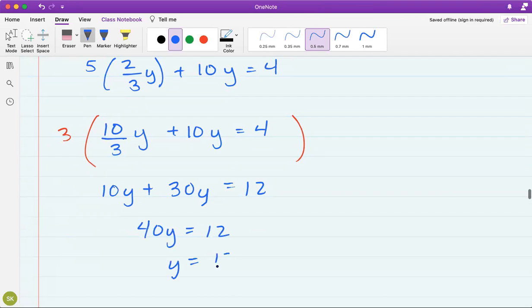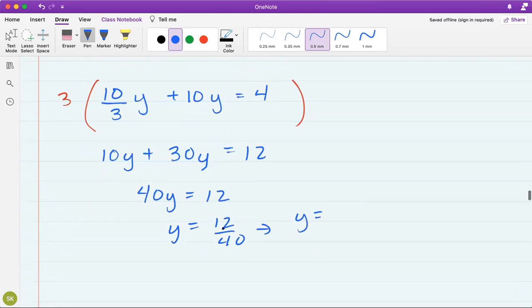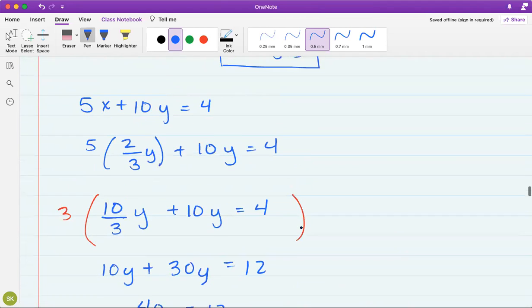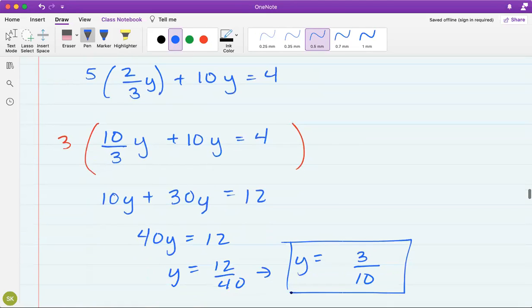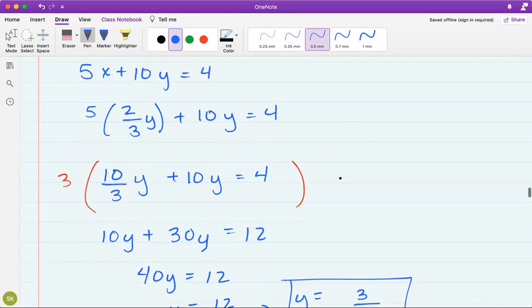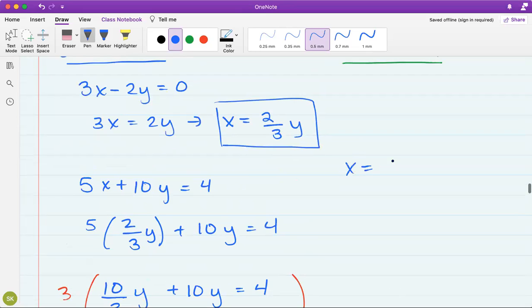And now y is equal to 12 over 40. Let's simplify that a little bit. This is y is equal to, I can divide the top and the bottom by 4. So I get 3 over 10. So now I have the y variable. I go back up here. Notice that I circled this. I circled that because I can easily plug this y value into that equation. So y is 3 over 10, and then x is 2/3 of 3 over 10. So the 3's cancel, and I get x is equal to 2 over 10, which is 1/5.